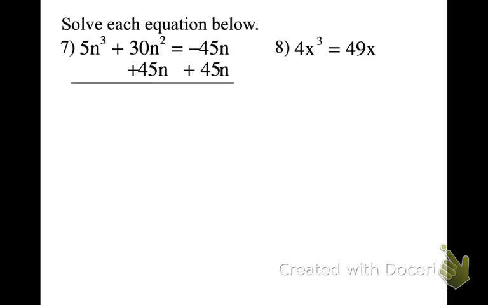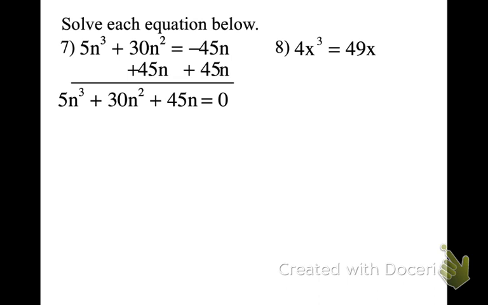And then we've got 5n cubed plus, we're going to put it in standard form, where we're going in a descending order. So 5n cubed plus 30n squared plus 45n. Remember, we can't add those together.